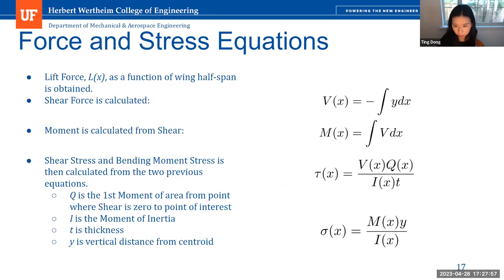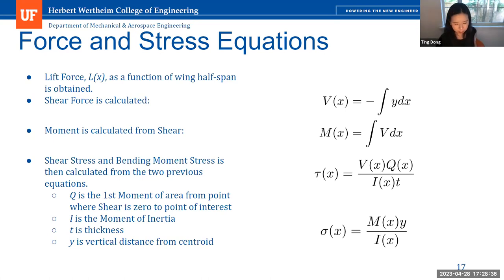So let's still go back to page 17. And also for the equation, tau(x), V(x), Q(x), I(x), you need to do more research on how to put it in a correct way. It is VQ over It for the tau caused by the transverse force, or let's say the lift force here, but you cannot write it as tau of x, V of x, Q of x, I of x. It's not correct to put the equation this way.